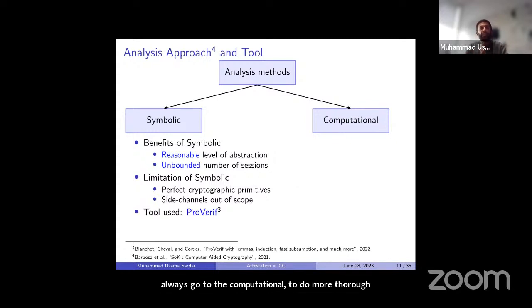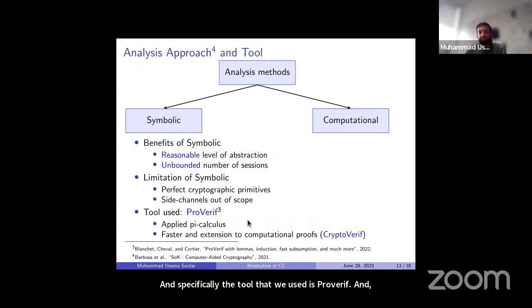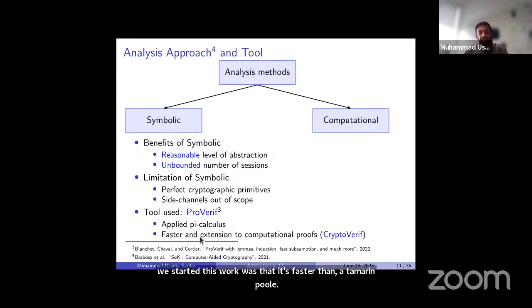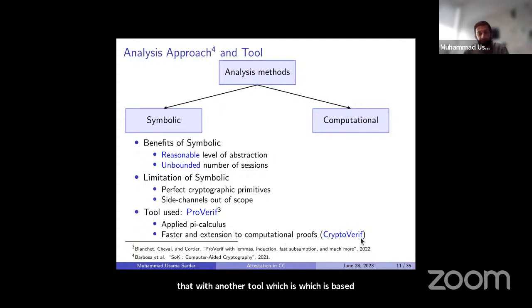And specifically, the tool that we used is ProVerif, and it's based on applied pi calculus. The reason for choosing this when we started this work was that it's faster than the Tamarin prover. It's more automated, and another advantage is that with another tool which is based on similar syntax, CryptoVerif, one can extend it to computational proofs and have in the future also a computational proof out of this.